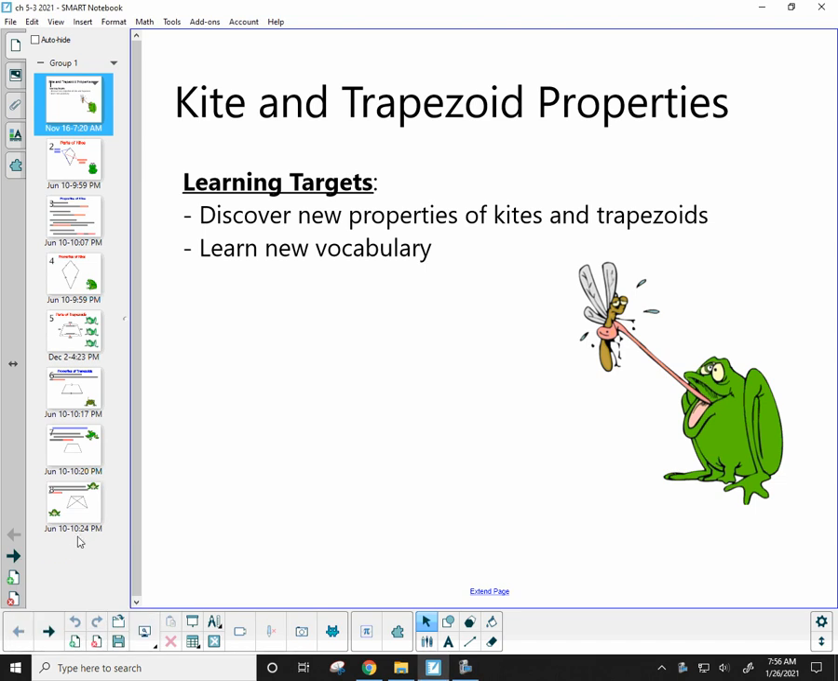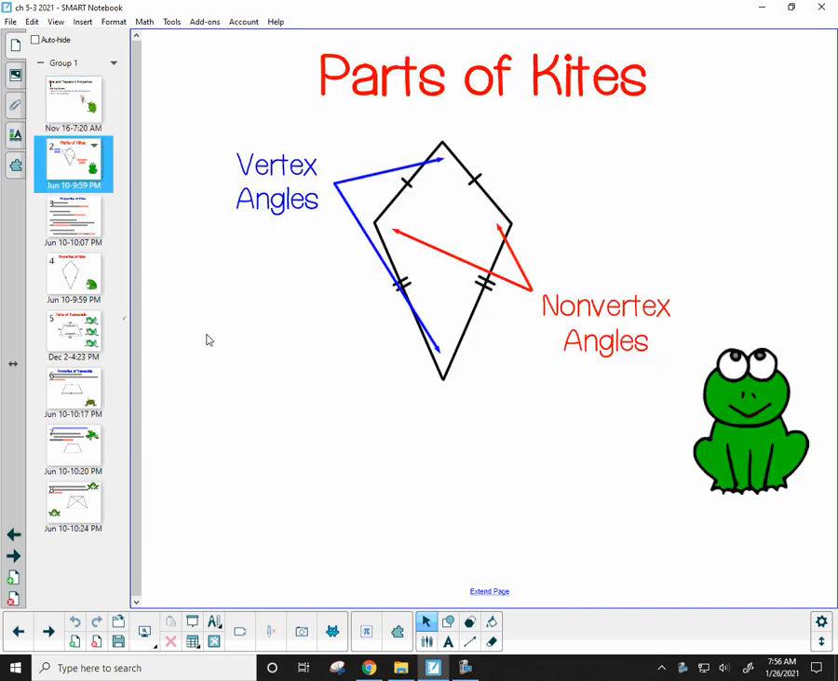Today we're going to talk about kites and trapezoids. Now, we haven't really studied these shapes specifically, but you actually know way more about these shapes than you think, and they're actually pretty simple. So let's start with kites.